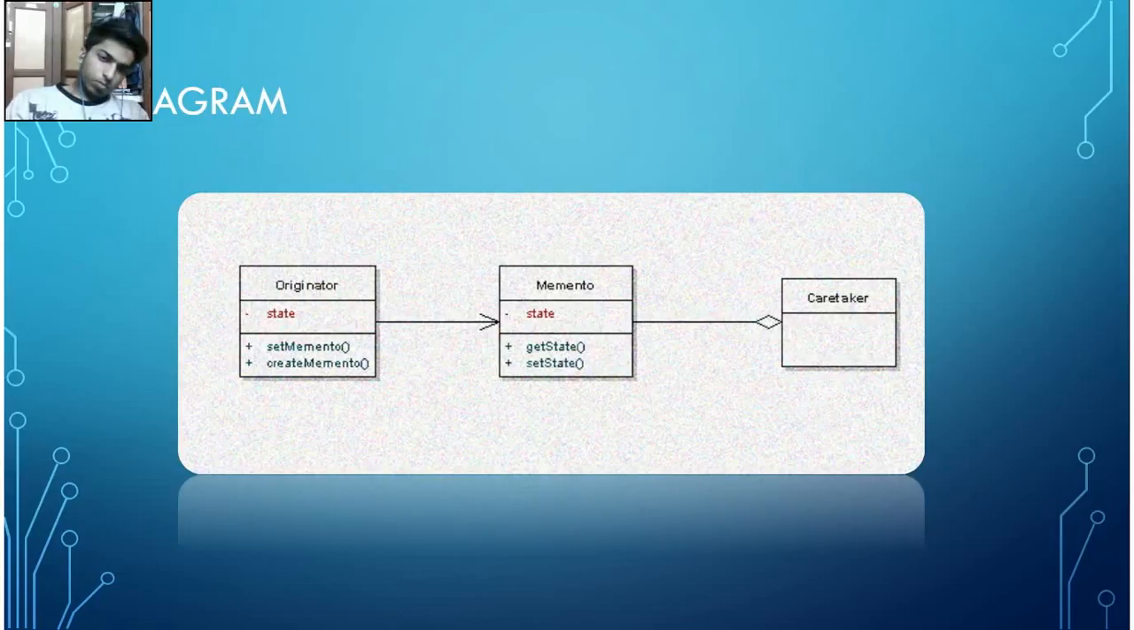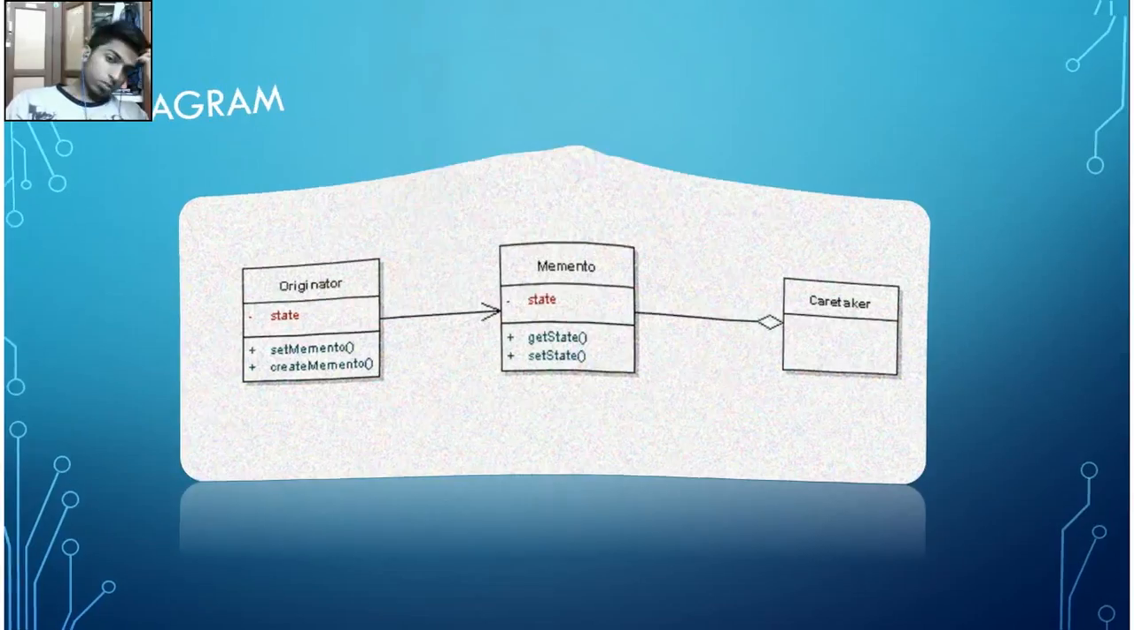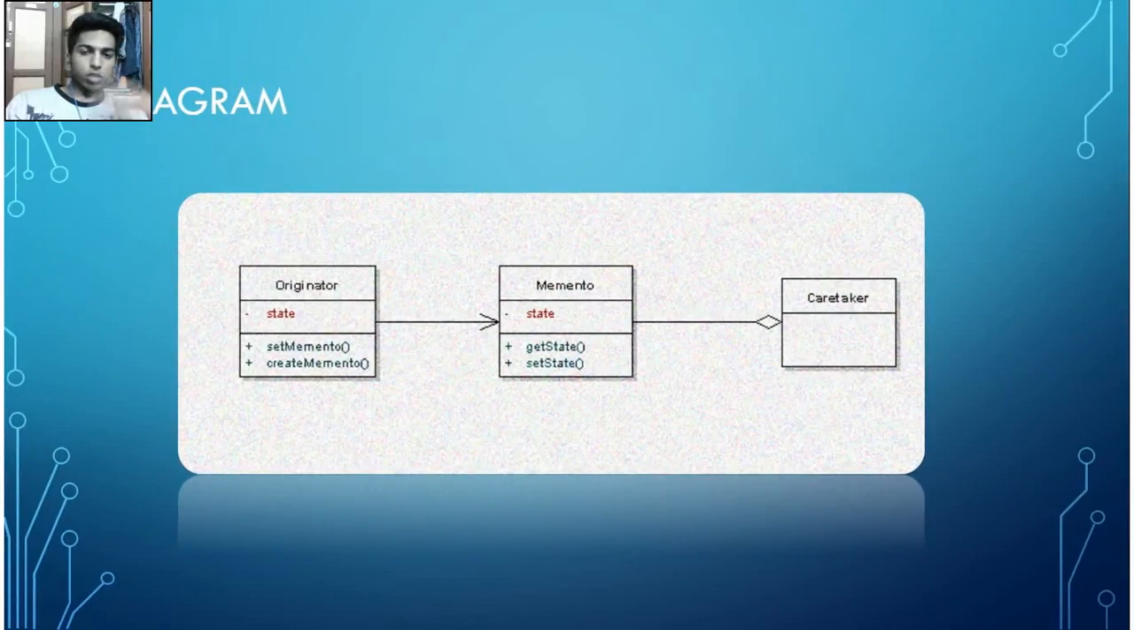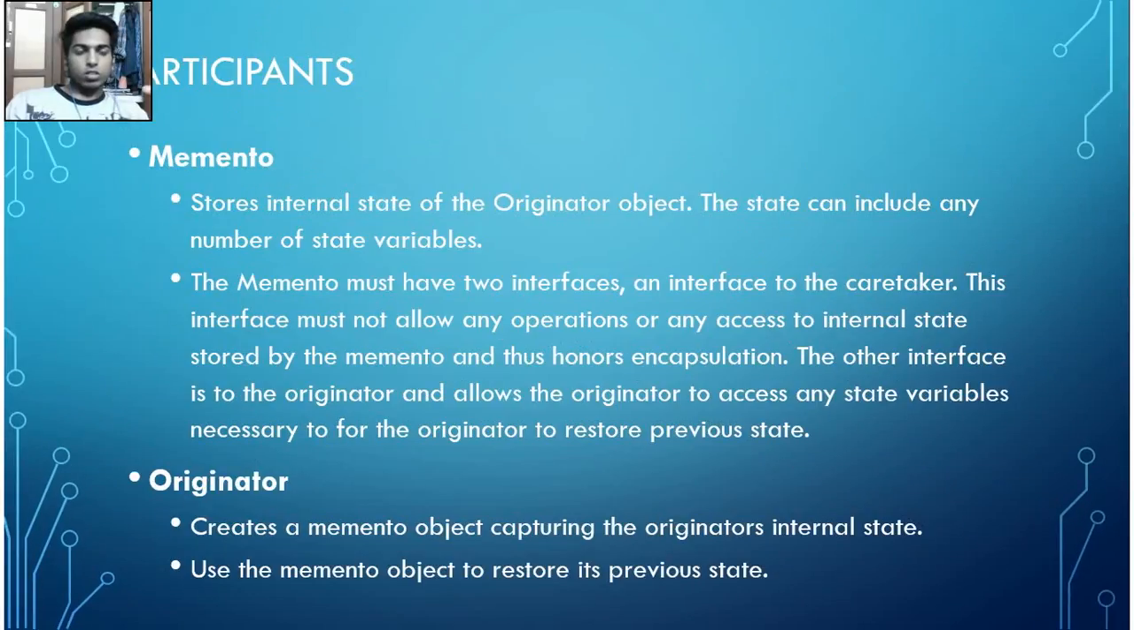As you can see, there are three classes here, three objects basically. One is originator, one is memento, and one is caretaker. We'll look into the next slide so you can understand it clearly. These are basically the participants: originator, memento, and caretaker. Memento stores internal data of the originator object. The state can include any number of state variables.